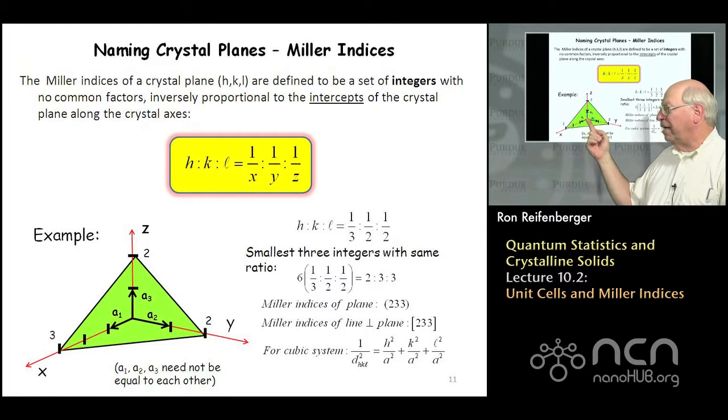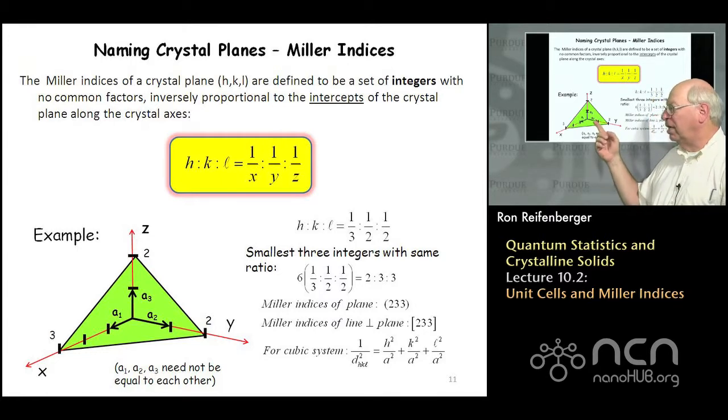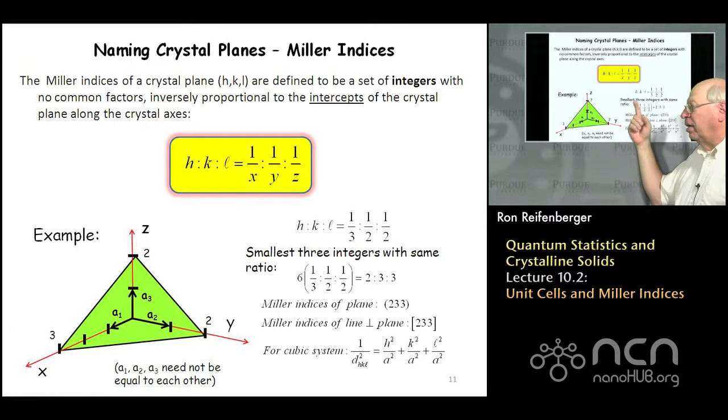These direction vectors a1, a2, and a3 need not be the same, right? So this is a very general system. It just keeps track of how many units along x, y, and z the intercepts occur. So the ratio of h to k to l for this case would be the reciprocal of the intercepts. So I would have 1/3, 1/2, and 1/2. And so h, k, and l have to be the smallest integers that have these same ratios.